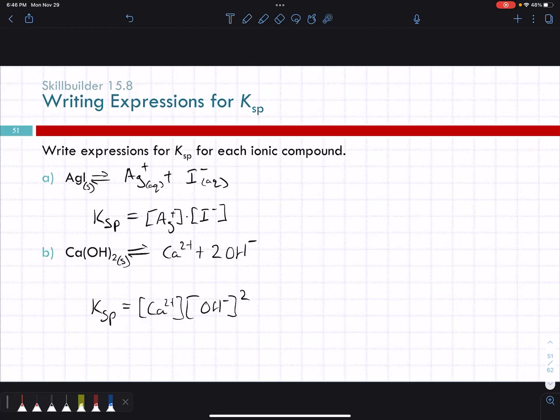We have a 2. Right, over here, it's a subscript. But because we have 2 hydroxides there, when it dissolves, we'll get the squared. All good. Any other questions there? No?